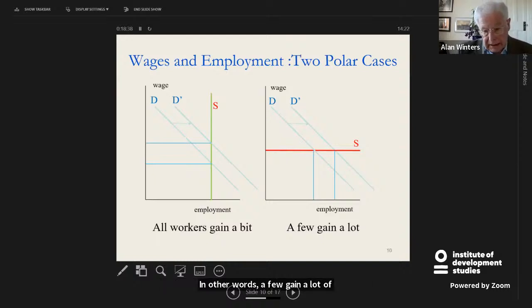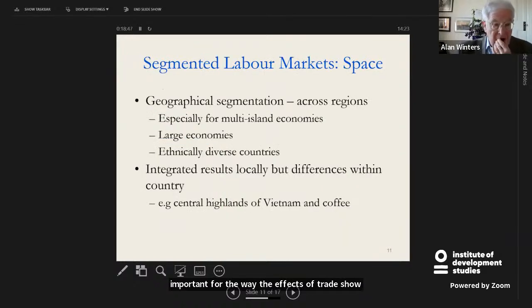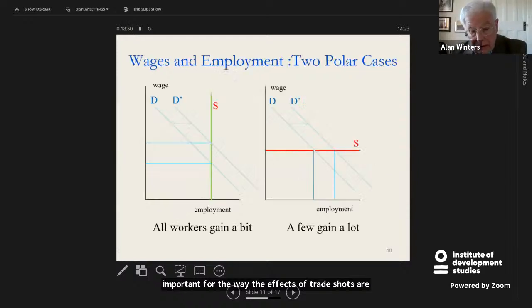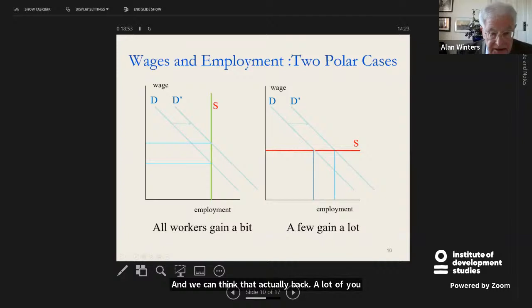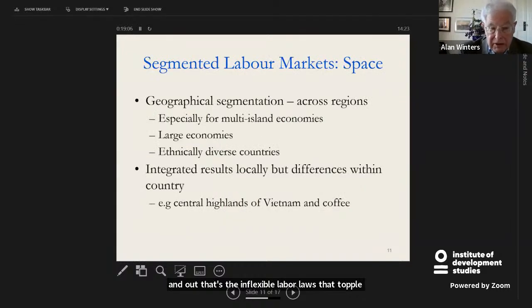And which of these applies in a labour market is really important for the way that effects of trade shocks are shared. And we can think that a lot of economies are rather like the first case, not able to bring much labour in and out. That's the inflexible labour laws that Topolova talked about. And this might be geographical segmentation. It's difficult to move. You think about the Philippines, many islands, large economies, very big distances, India, ethnically diverse countries where it's difficult for someone in one region to get a job in another.